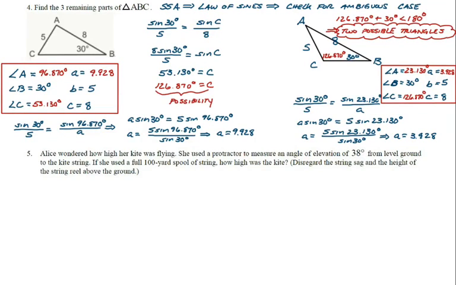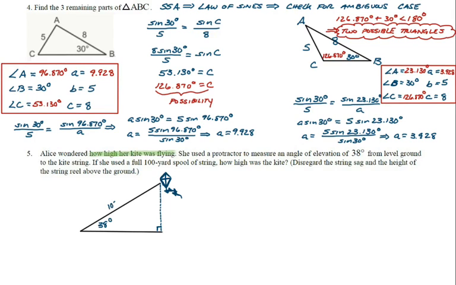So the last few problems on the review sheet are word problems or context problems. The first thing I'm going to do for all of these is draw a diagram and label what I know so that I can really keep track of what it is that I'm looking for. So Alice is flying her kite, and she's wondering how high it is off the ground. So I'm going to draw a little kite here.